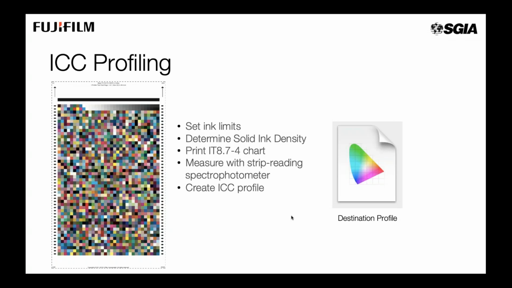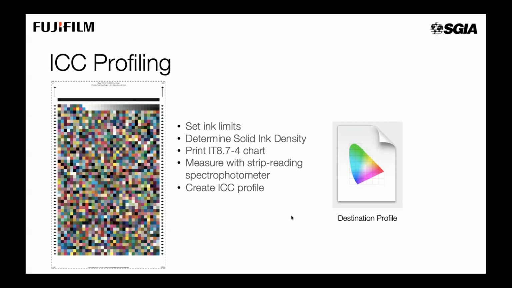I'm going to recommend an IT874 chart because this produces data that is portable, meaning I can exchange it. This is defined as an industry standard. The next one will be IT875, and I'm actually showing IT875 here. That's the next coming standard. So print the IT875 chart and then measure it with a strip reading spectrophotometer.